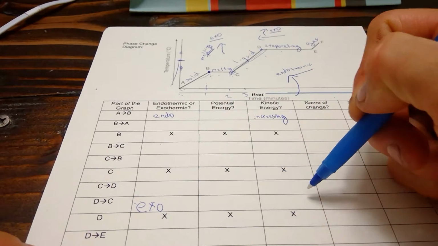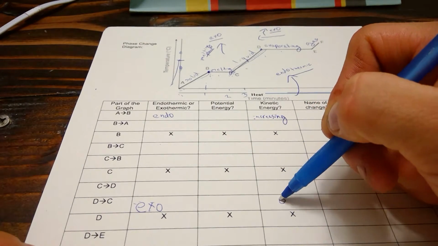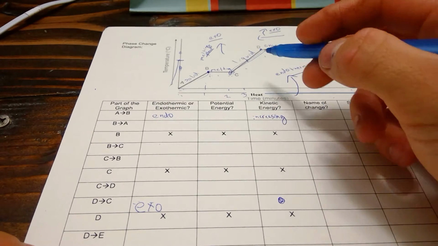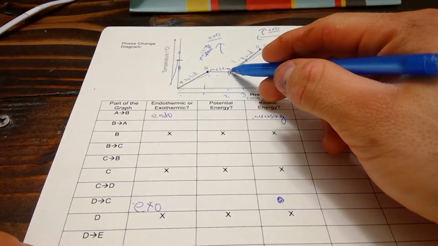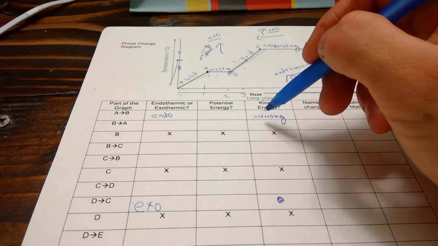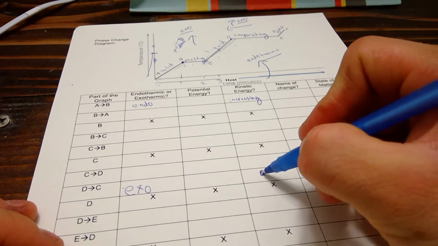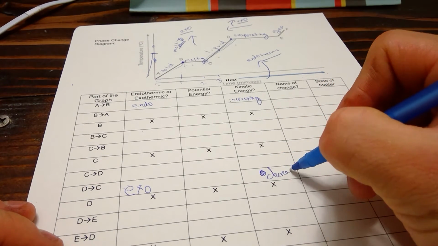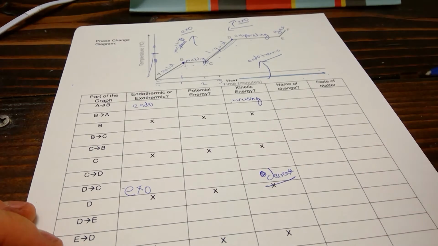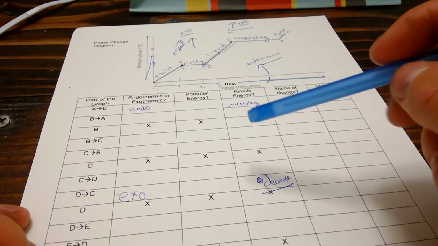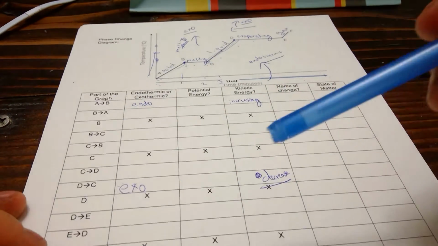And then what's happening to the kinetic energy here? It's actually decreasing, because when you cool something down, you're causing those molecules to move much slower, and you're decreasing the kinetic energy. So this one would be decreasing, right? Perfect.